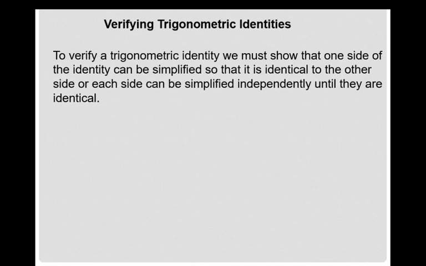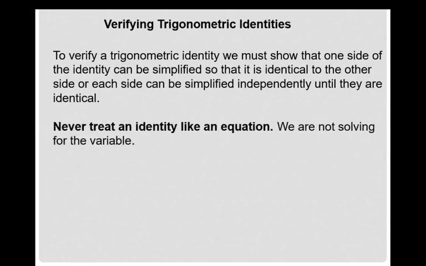So, verifying these identities. When verifying, we must show that one side can be simplified so it's identical to the other side. Okay? Never treat an identity like an equation. We're not moving anything from one side to the other side. We're going to pick one side and stick with it to make it equal to the other side. Okay? And that gives you our rules.